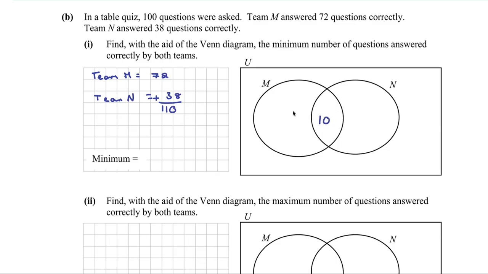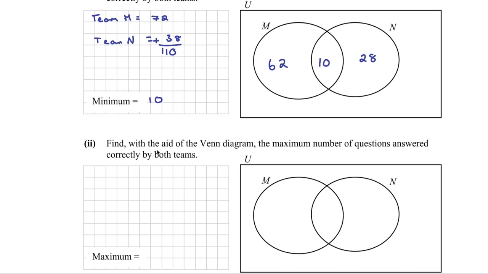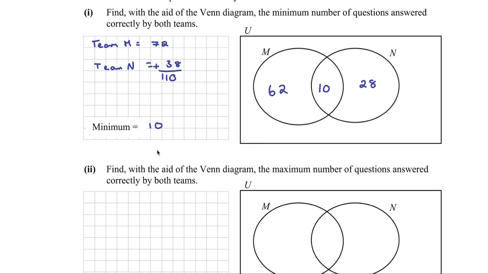So that would leave me with Team M would have 62 on its own correct. 10 questions they answered the same as Team N. And then 28 for Team N, because their full circle needs to represent 38. 10 and 28 is 38. So what's the minimum number of questions they had to have answered correctly? It's 10. Now, the next one is, what's the maximum that they will have gotten?